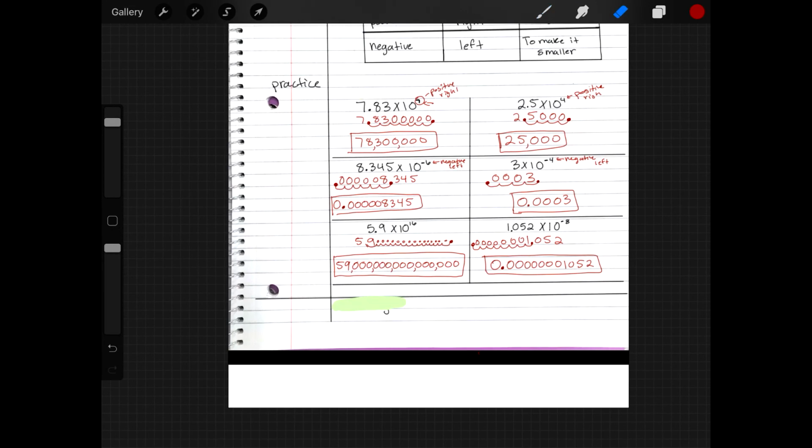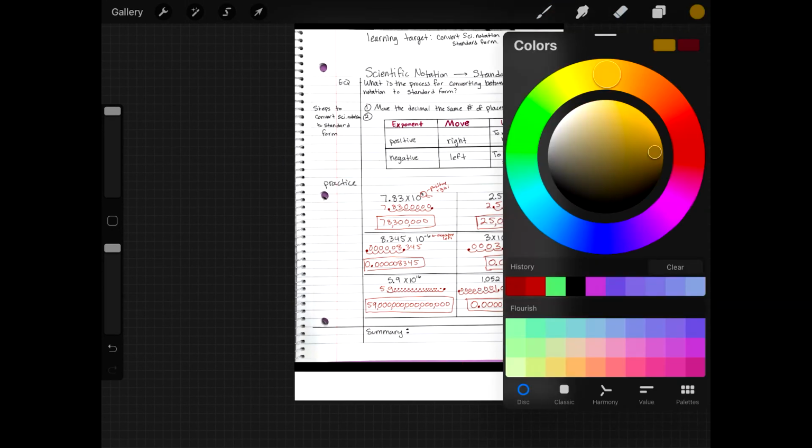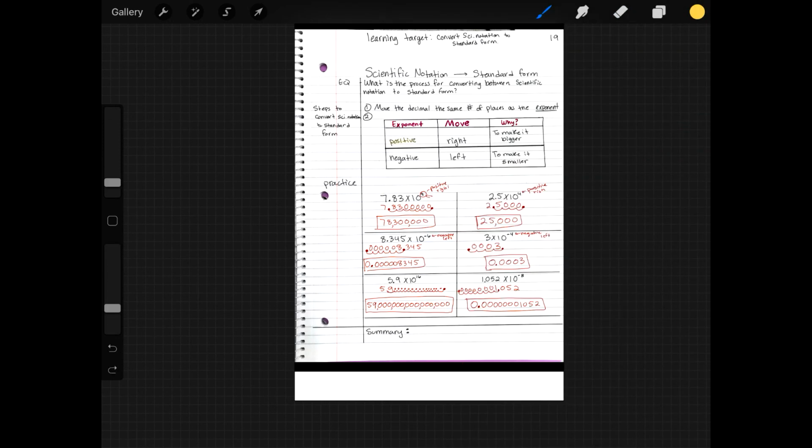Okay. Don't forget to write your summary. And then for the highlighting part, let's go ahead and highlight. Let's do positive. When it's positive, you move right. And when it's negative, you move left.